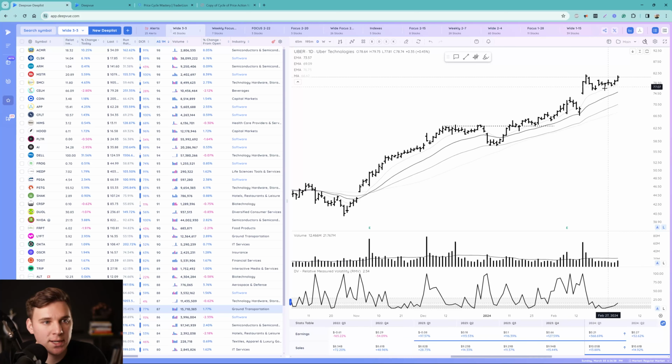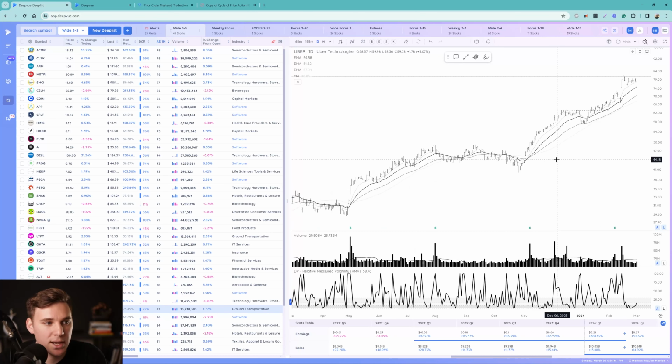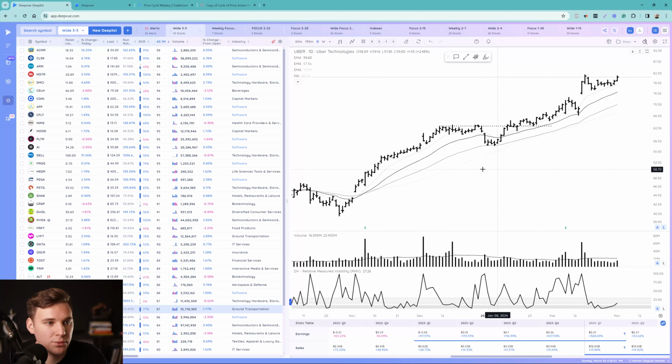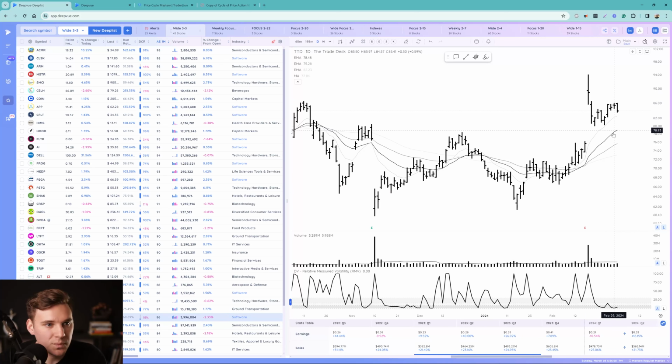Uber just trending really nicely, stronger than Lyft in the intermediate term for sure. And it's just kind of trending. It's been a really nice stock, really since April of 2023. Really strong trend, and just coming out of another short-term consolidation.